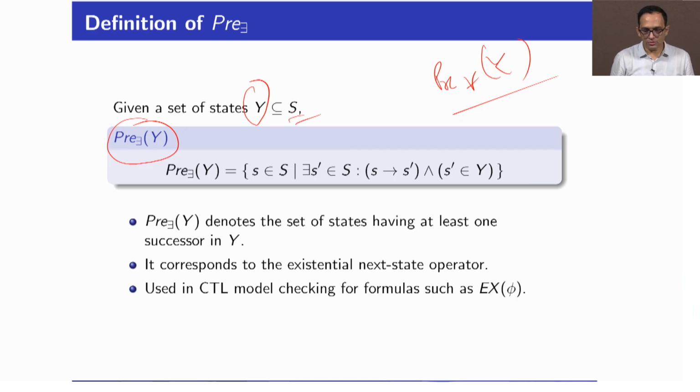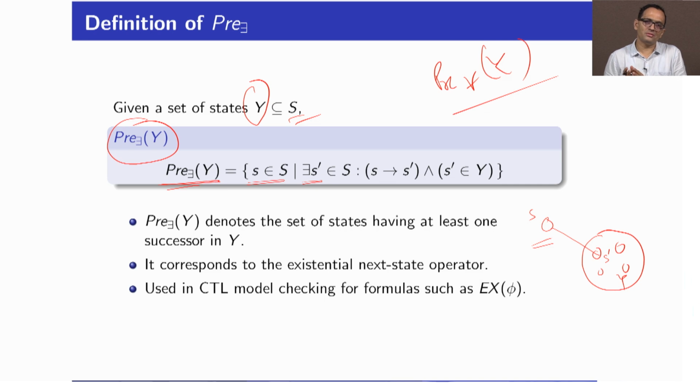Think about it this way: I have a set Y, where there are a few states where something is true, and then I try to calculate pre exists Y. I am saying that it is some state S, such that there exists some S dash, and there is an edge from S to S dash, and this S dash belongs to this Y set. Then I will say this S belongs to pre exists Y.